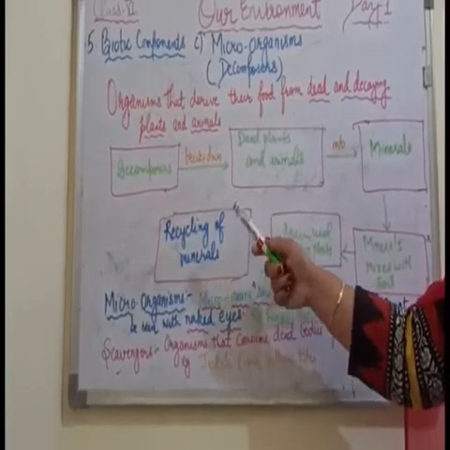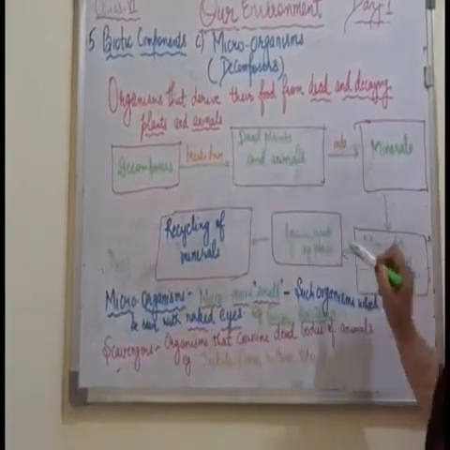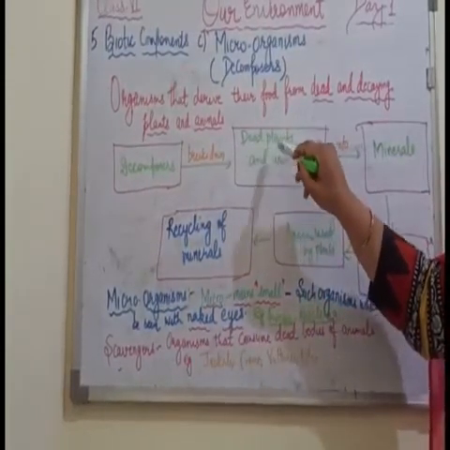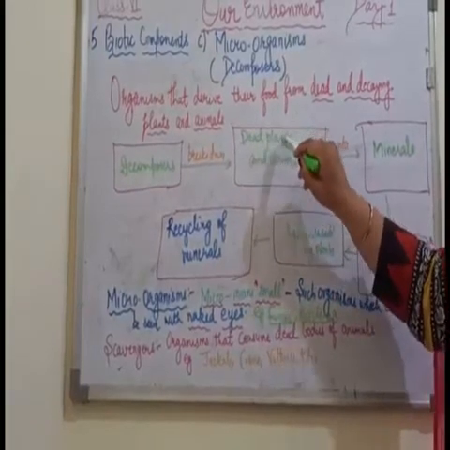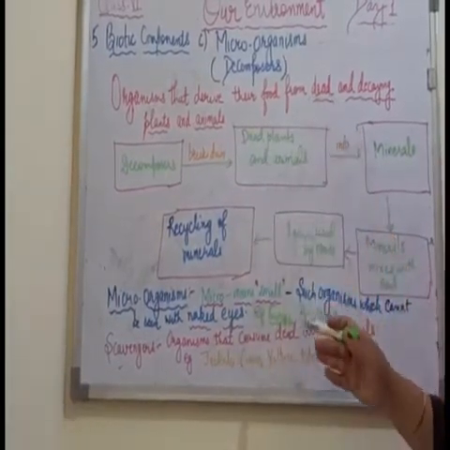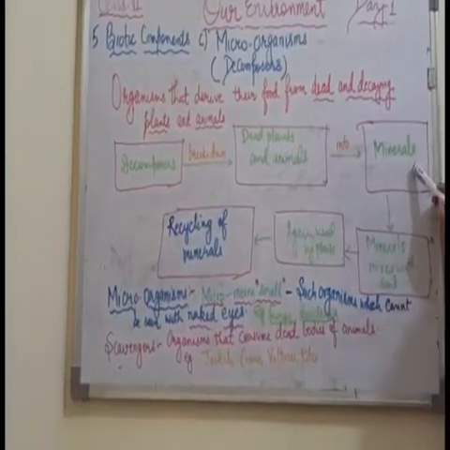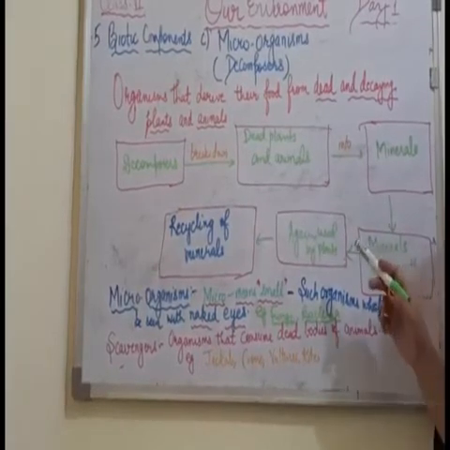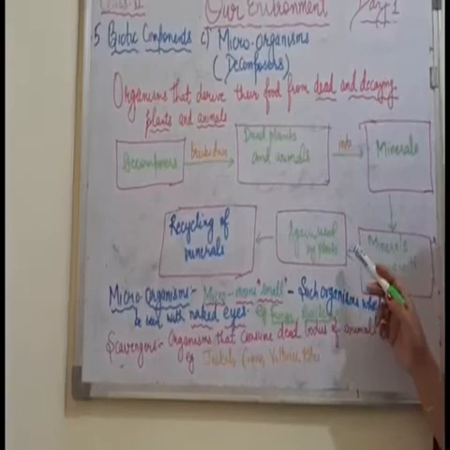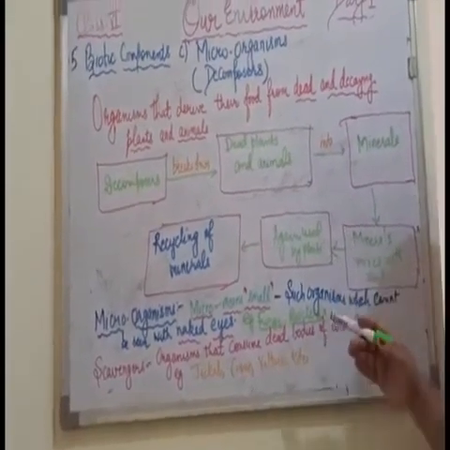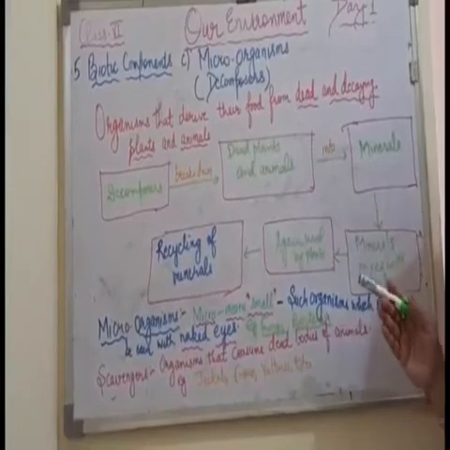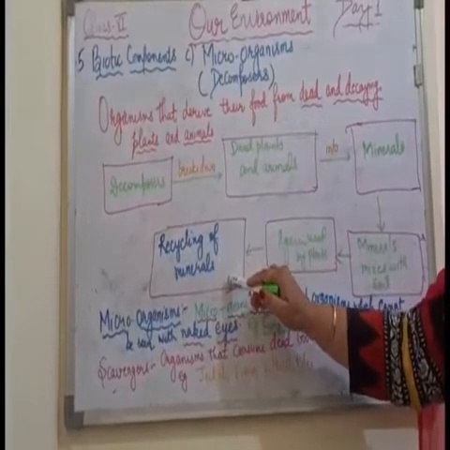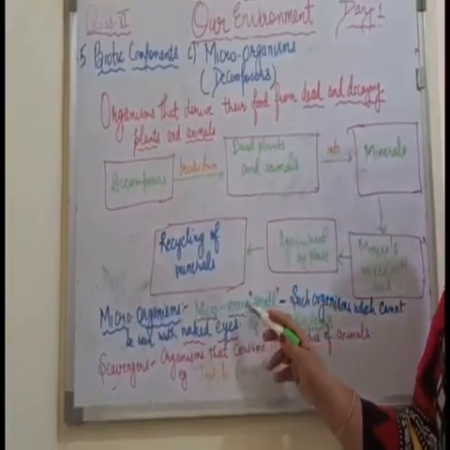Recycling of minerals, here try to understand this flow chart. Here decomposers break down dead plants and animals. As we know कि decomposers का क्या function है, ये break करते हैं plants और animals को into simpler form, and that simpler form is minerals. Then these minerals get mixed up with the soil and are again used by the plant. Means plants again take the minerals from the soil which are decomposed. This whole process is called recycling of minerals.